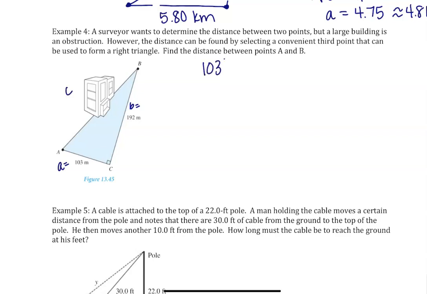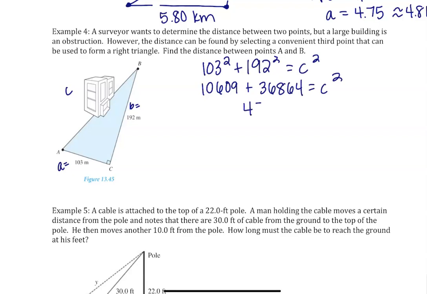So let's do that. 103 squared plus 192 squared equals our unknown c squared. These are some larger numbers. So if we add those together, we get 47,473, and take the square root of both sides, and we're getting about 218 meters. Depending on how specific you need it to be, you might go 217.9 or even 217.88.